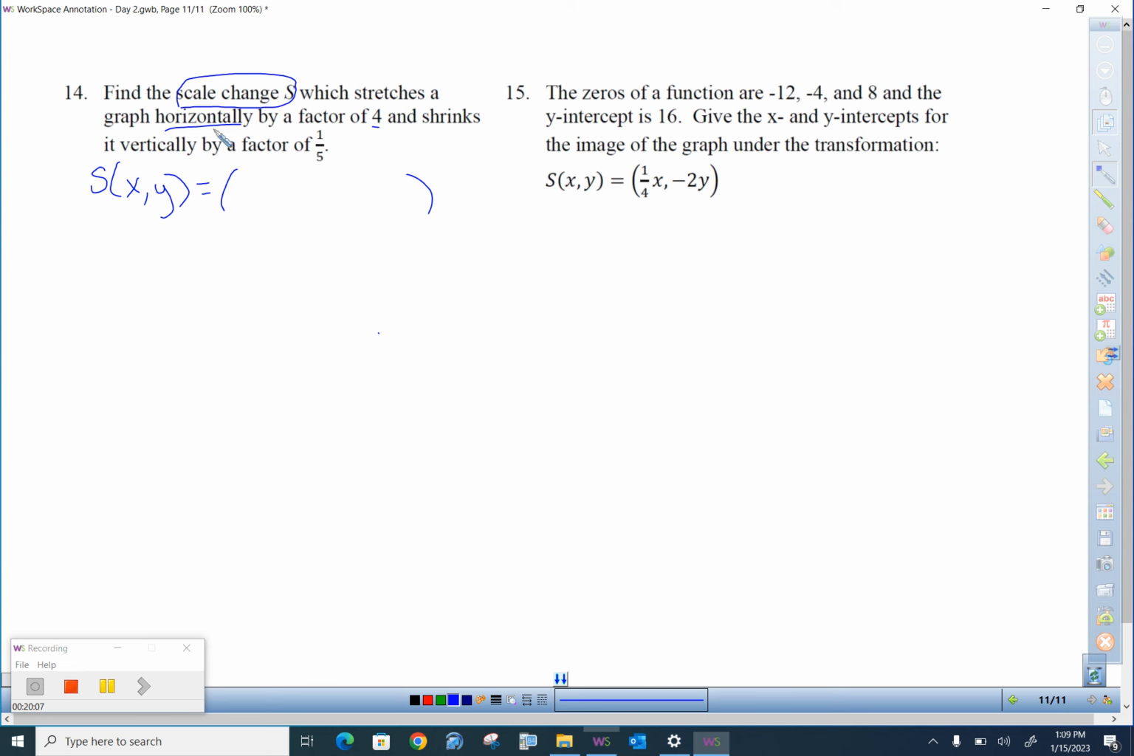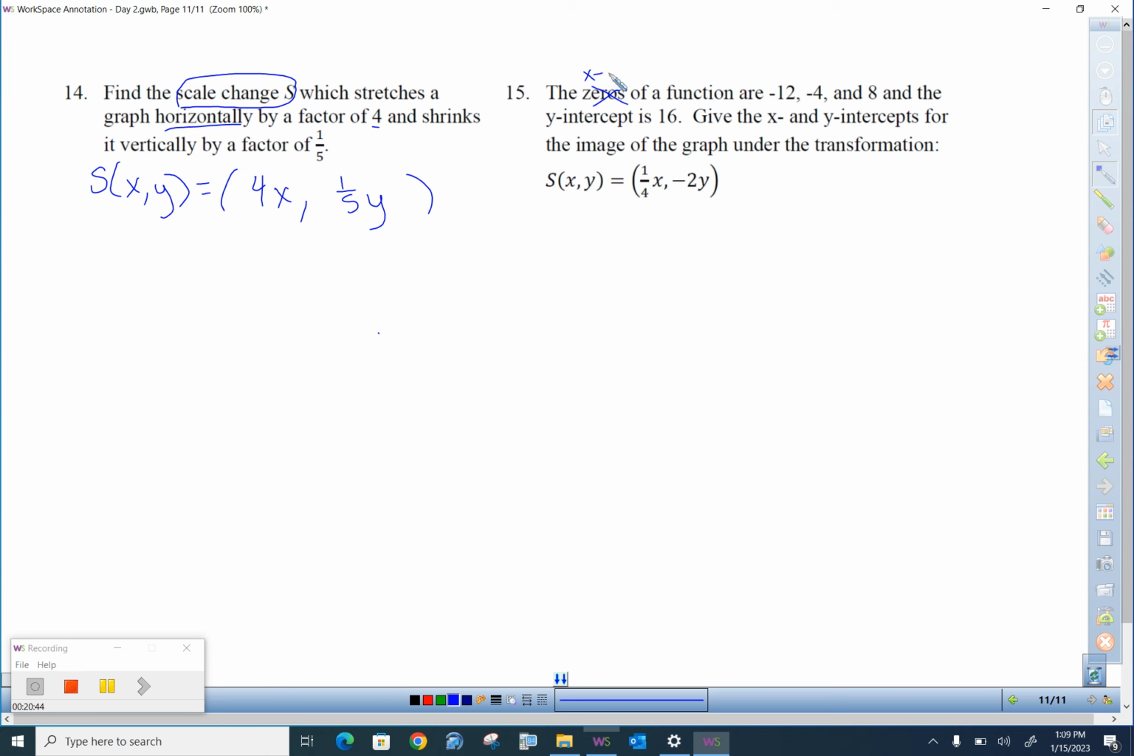And when we use language like horizontally and vertically stretched, it's talking about what's happening on the graph. So we're not going to change anything here. Horizontally by a factor of 4 means literally 4x. We're multiplying those things by 4. Same thing, vertically by a factor of 1/5 means it gets smaller. We're going to put 1/5 in front of the y, and that's it. Okay. Next thing, in the last problem here, it just says the zeros.